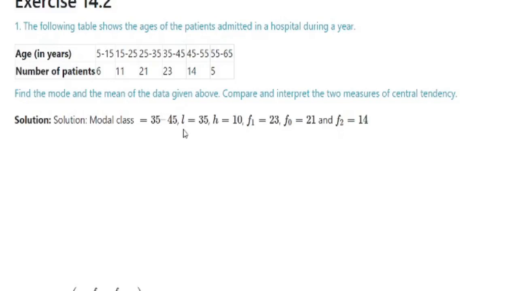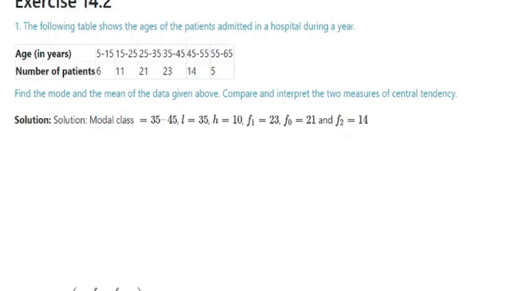Then L, the lower limit of the model class, is 35. And h is the class size. Class size is the difference of the upper limit and lower limit of the class interval. That is 35 minus 25 or 45 minus 35, that is 10. Then f1, the frequency of the model class, is 23. f0, the frequency of the class interval preceding the model class, is 21. And f2, the frequency of the class interval succeeding the model class, is 14.